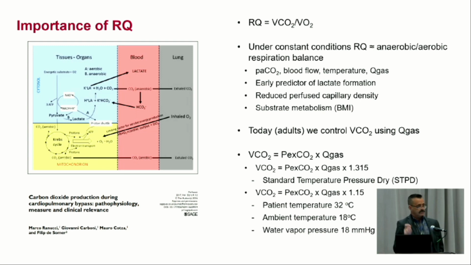Okay. And so today, through exhaust gas capnography, we calculate carbon dioxide transfer by looking at the expired gas PCO2 times the gas flow times a correction factor, right? And this correction factor takes into account standard temperature and pressure of a dry gas, right? So a lot of formulas you'll see use a correction factor anywhere between 1.15 and 1.315, right? So at 32 degrees and an ambient temperature of 18 and a water vapor pressure of 18 millimeters of mercury, the correction factor is 1.15. But at 37 degrees, it's 1.315 under those same conditions, right? So that factor really should be variable based on what your actual patient temperature is.